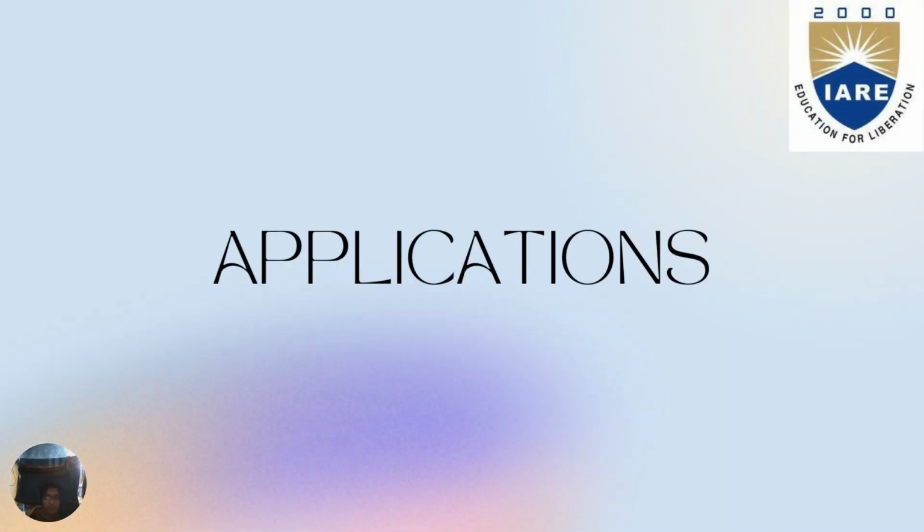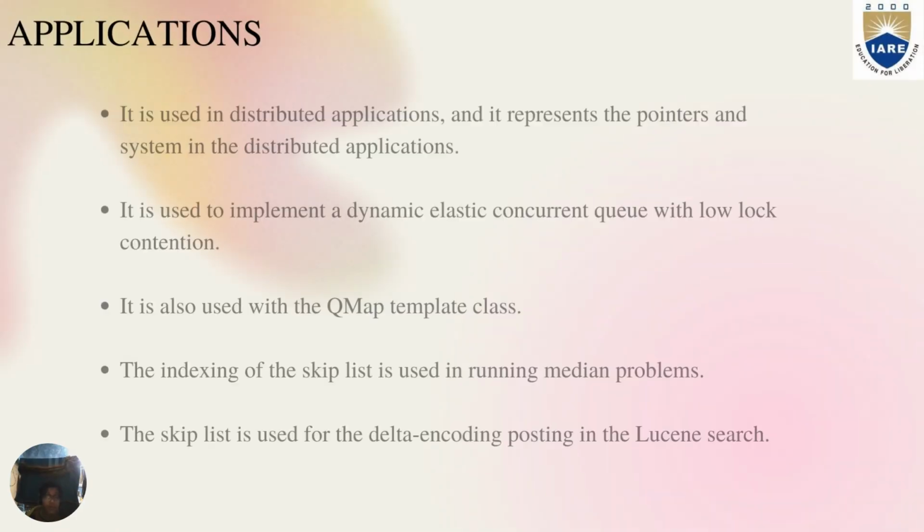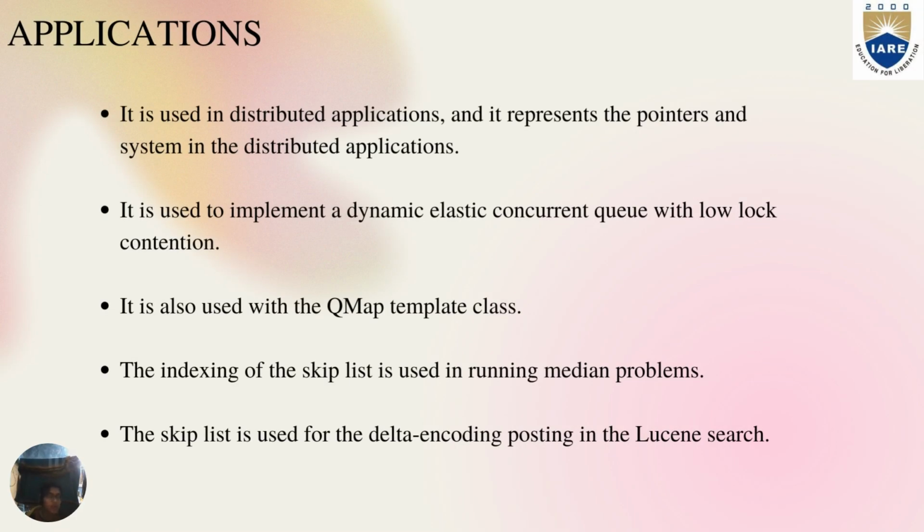So let's have a brief overview of the applications of skip lists. It is used in distributed applications, where it represents the pointers and systems. It is used to implement a dynamic, elastic, concurrent queue with low lock contention. It is also used in the QMap template class. The indexing of skip lists is used in running median problems. The skip list is used for delta encoding postings in Lucene search.